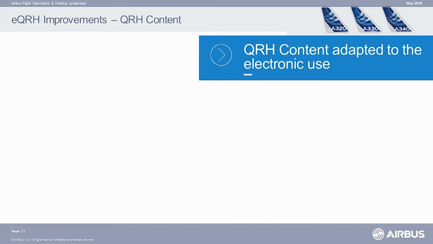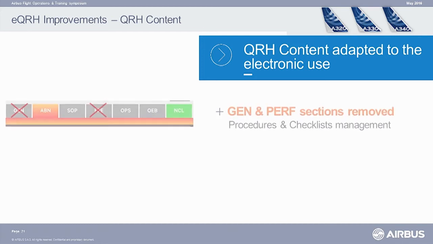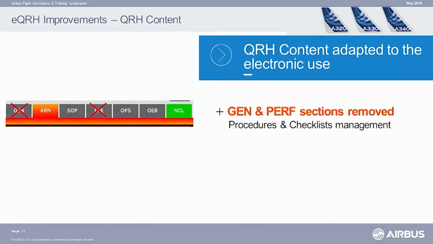The first example: you may have noticed during my presentation that some of the sections of the QRH were not displayed. In fact, in the electronic QRH, we will suppress the general section and the in-flight performance computation section. The general section is suppressed because it applies mainly to the paper operation, and the in-flight performance section will be removed as the electronic QRH will be used in combination with an electronic EFB performance computation.